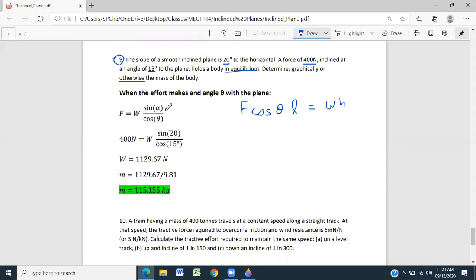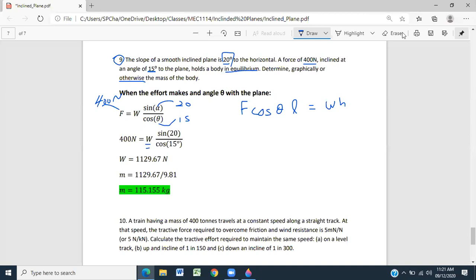So the slope of the inclined plane is 20 degrees. So we put that in here, 20. The force, 400 newtons, inclined at an angle of 15 degrees to the plane. So here, 15. We're given F as 400. And now we want to find W, and then again, use that to find mass.